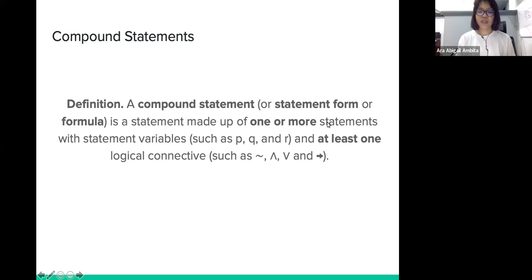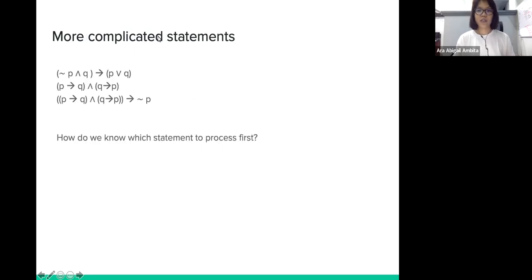or more statements or propositions with statement variables P, Q, and R, and at least one logical connective such as the negation, the conjunction, disjunction, as well as the implication and the biconditional. So these are some examples of more complicated statements.